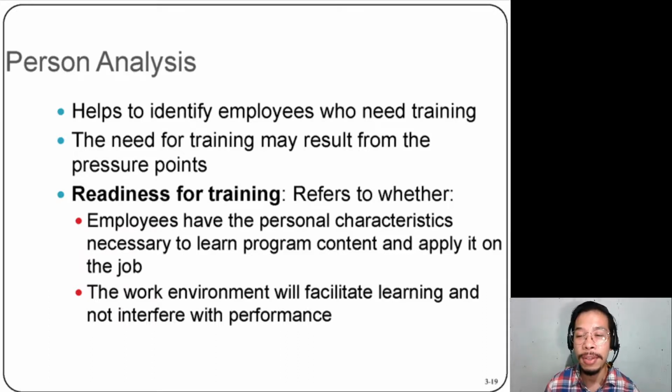And let's go now to the next aspect of analysis, and that is the person analysis. Right? So when we try to identify the individuals here, it would help us to identify the employees who need training. So are we going to give the training to everyone in the organization or to those who have poor performance? Right? And of course, the need for training may come from the pressure points or the forces that contribute to why we need to conduct training, and that was discussed on the previous slides. Right?